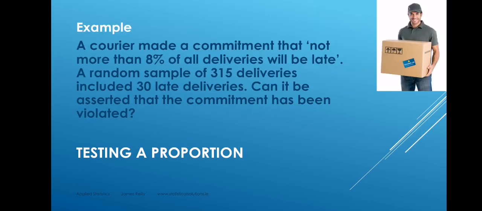Our example that we're dealing with here is a courier made a commitment that not more than 8% of all deliveries will be late. So there's a statement about the population proportion. Pi equals 0.08 is the claim. Not more than that. So a random sample was taken of 315 deliveries and 30 of these were late. Can it be asserted that the commitment has been violated? Can we reject the null hypothesis or not?